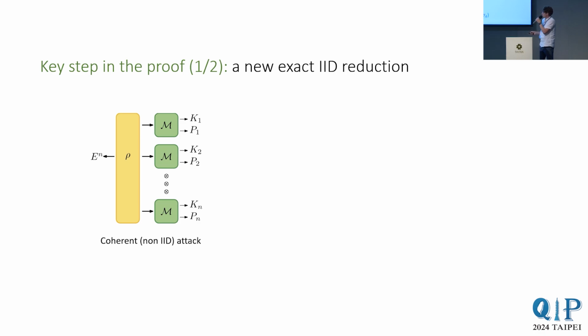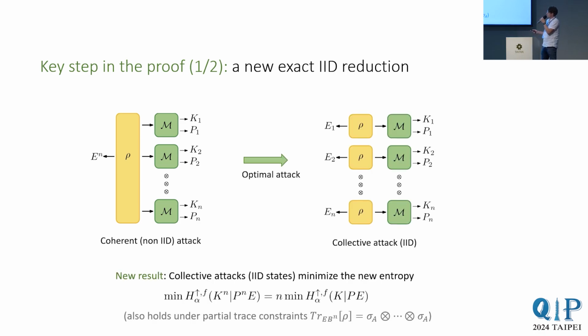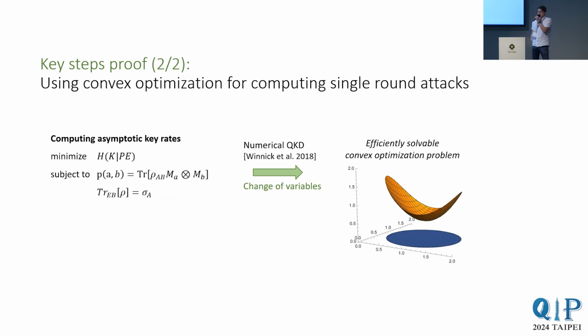So to solve this problem, we prove that if in fact you're looking for the state that minimizes this new F-weighted Renyi entropy, then you can actually prove that without loss of generality, the optimal attack is going to have this tensor product form, where each copy is identical. So now we are looking for the worst case attack over a protocol. We're able to reduce the security from looking for n-round attacks to single round attacks. But now we must find the worst case attack on a single round. And this is where the idea of convex optimization comes in.